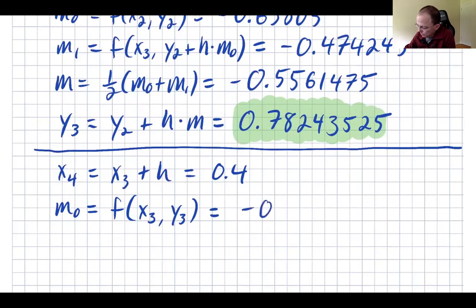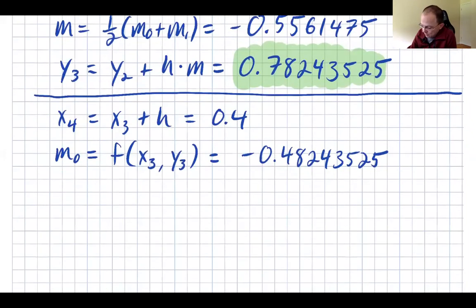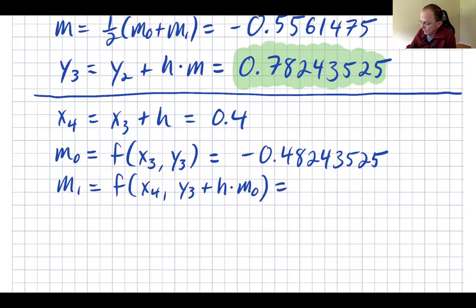Okay, negative 0.48243525. M1, this is f of x4, y3 plus h times m naught, and I get negative 0.3341911725.